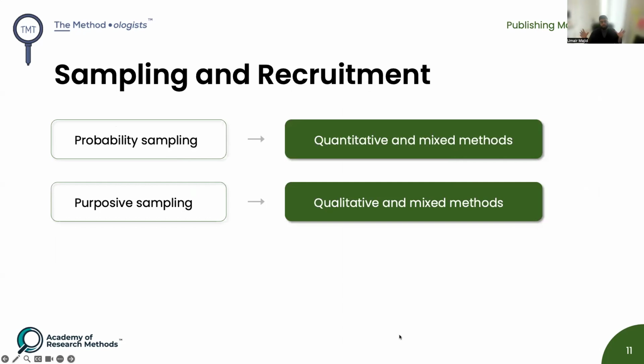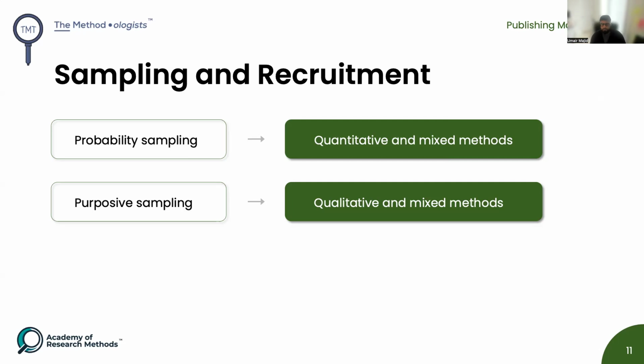Okay, so we talked about approaches, right? Let's talk about sampling and recruitment. In the remaining slides, we'll talk about sampling, recruitment, data collection, and all the other components from the perspective of the two main approaches. Mixed methods is included in that, but mixed methods includes the two approaches. We're going to talk about quantitative and qualitative ways to sample and recruit individuals.